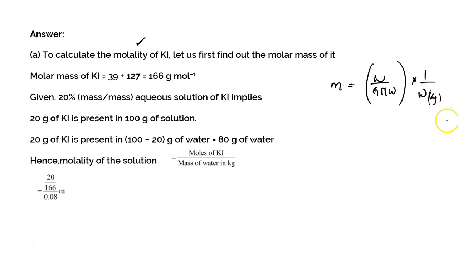Capital W here is, as usual, the mass of the solvent, correct? So now if I say I'm talking about a KI solution, I know that the solute is KI. From here I can calculate the gram molecular mass. And now from the given data in the question, mass percentage is given and density is also given.